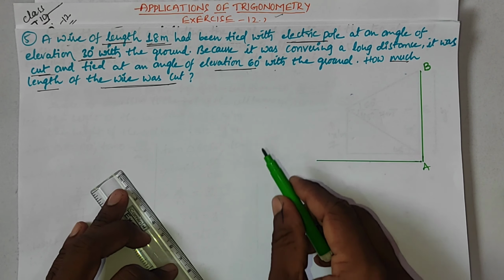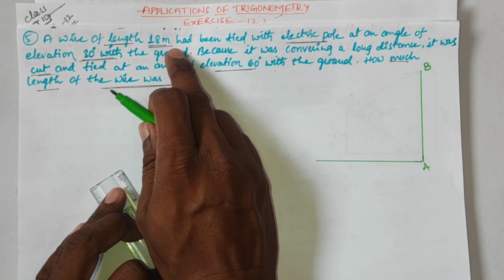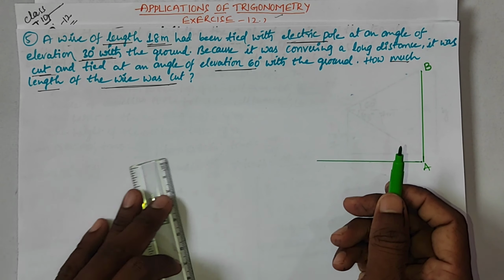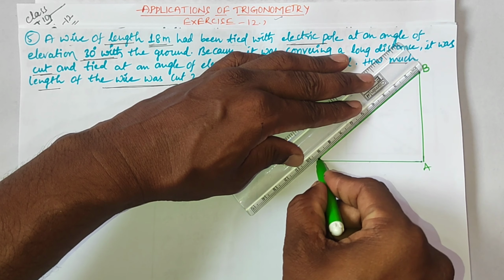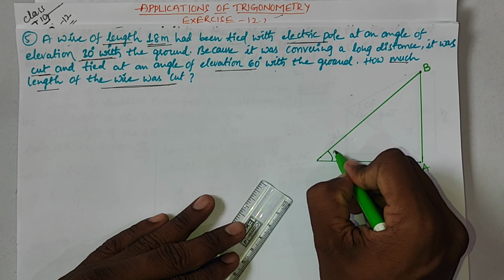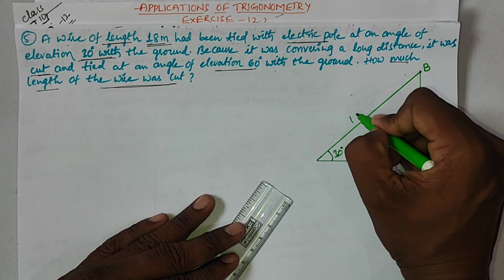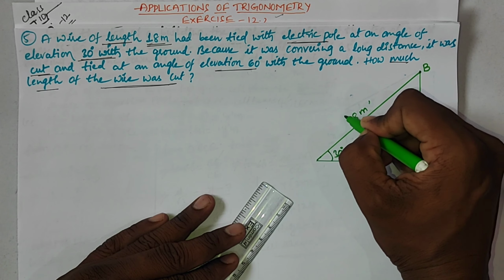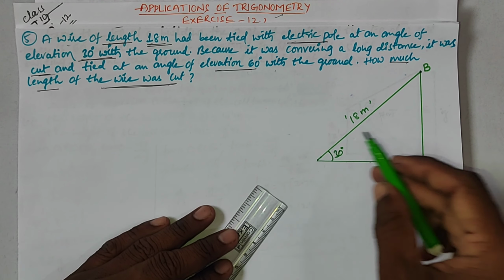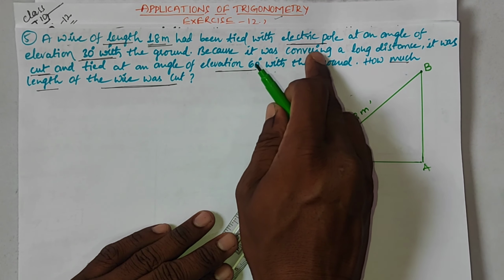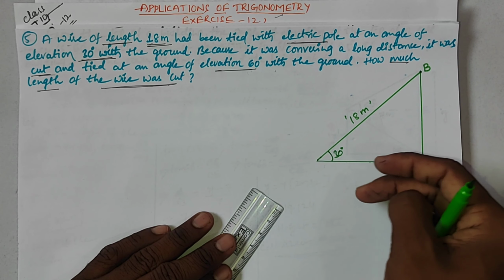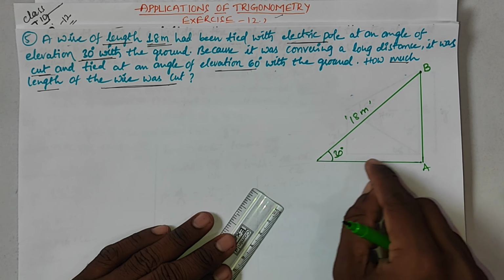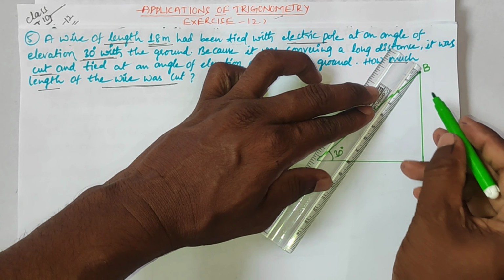Ground, and what he said, length of 18 meters. So now a wire of 18 meters is tied to the electric pole with the angle of elevation given as 30 degrees, and this length of wire is 18 meters. Is it okay? Then, because it is covering a long distance, they cut the wire. Then the angle of elevation changes from 30 degrees to 60 degrees.